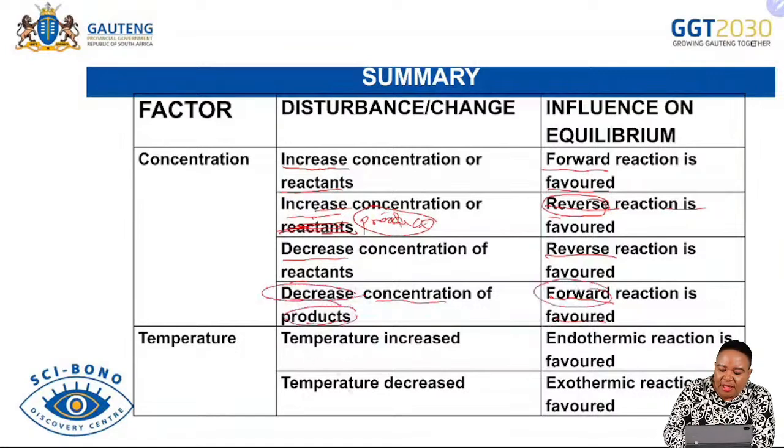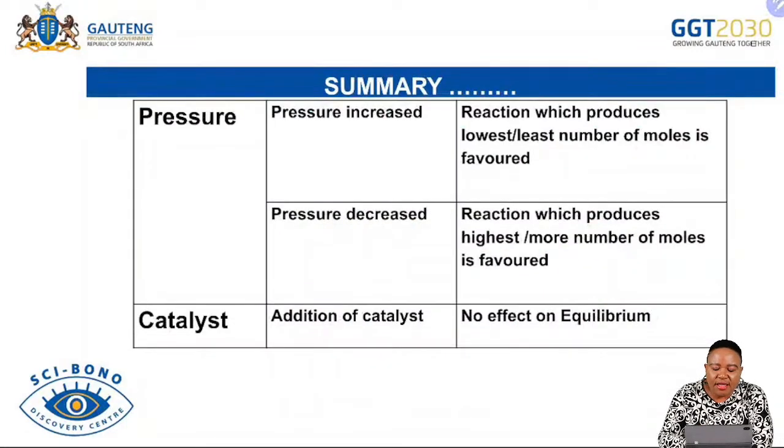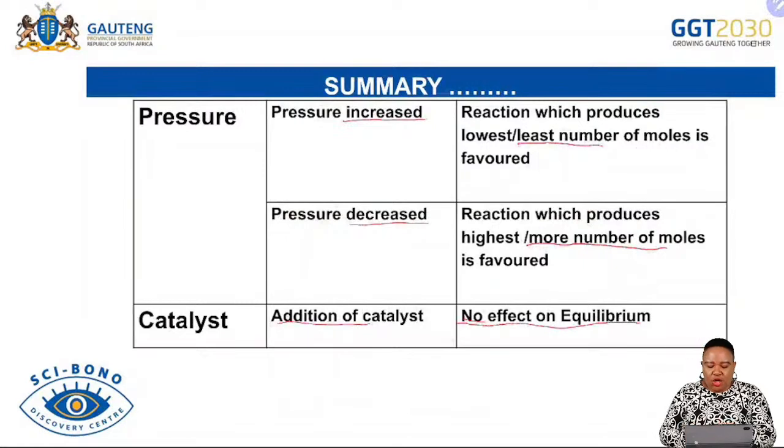Then in terms of the temperature, the increase in temperature is favoring what? Endothermic reaction, and the decrease in temperature is favoring exothermic reaction. I think this one we have explained and we have seen. And then pressure now. When you increase pressure, you will favor the reaction with the least number of moles. When you decrease pressure, you will favor the one with more number of moles. And addition of a catalyst will have no effect at equilibrium.